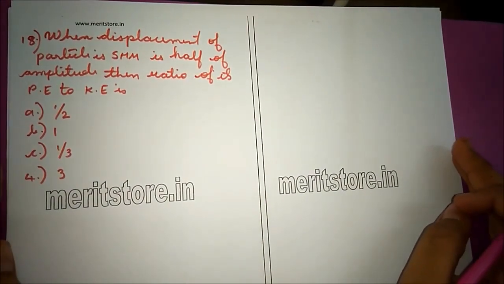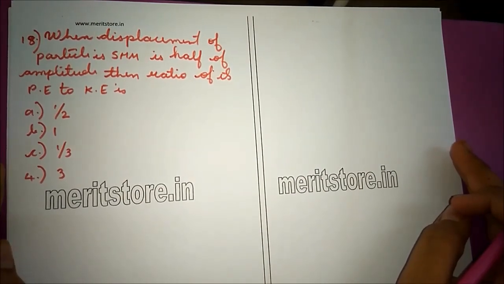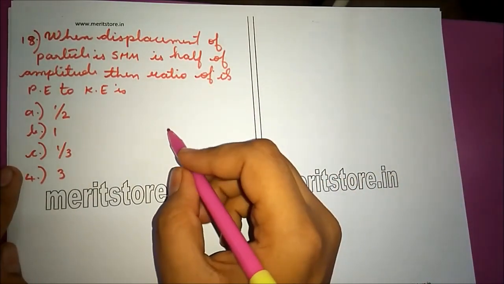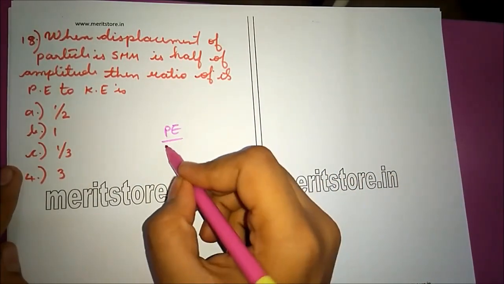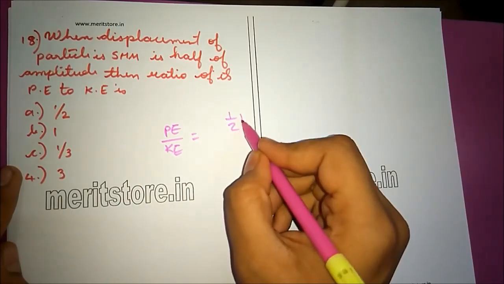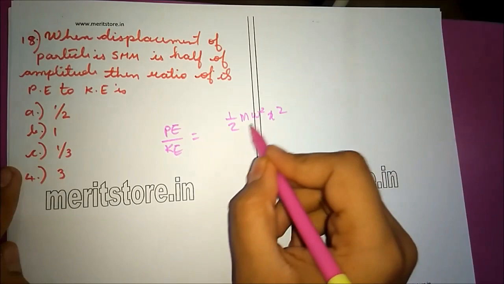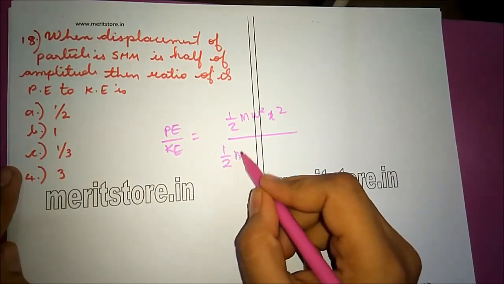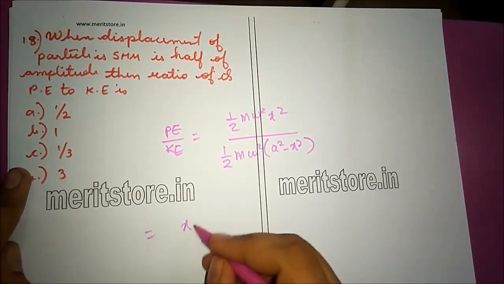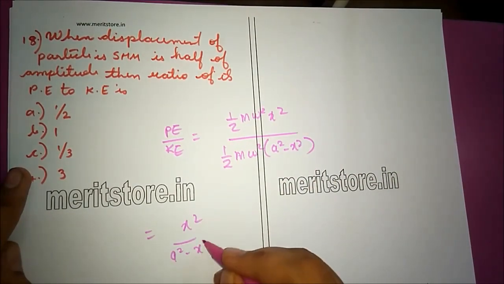Question 18. When displacement of particle in SHM is half of amplitude, then the ratio of its potential energy to kinetic energy is. So now we know potential energy upon kinetic energy is equal to half m omega square x square upon half m omega square (a square minus x square), which is equal to x square upon (a square minus x square).